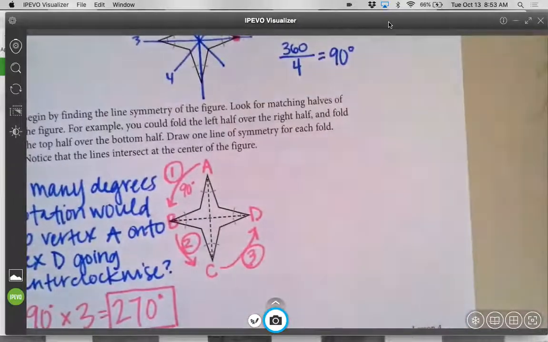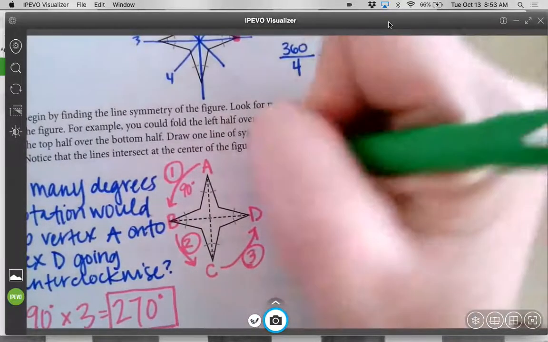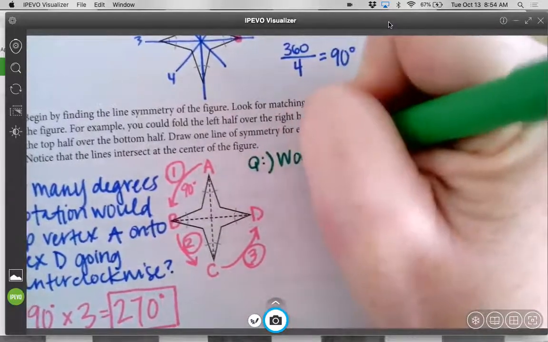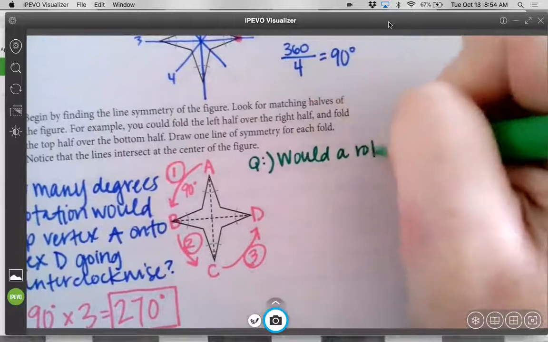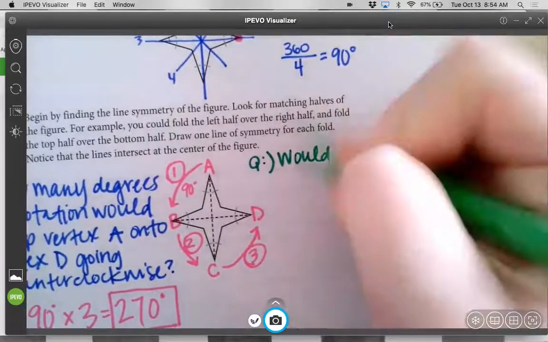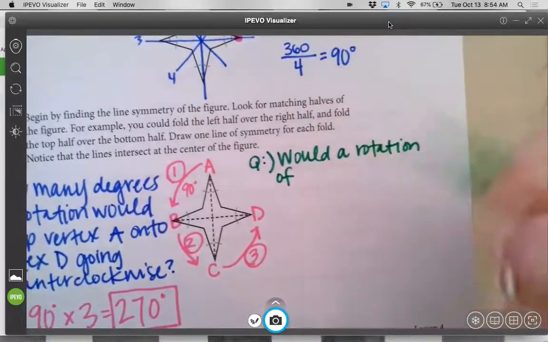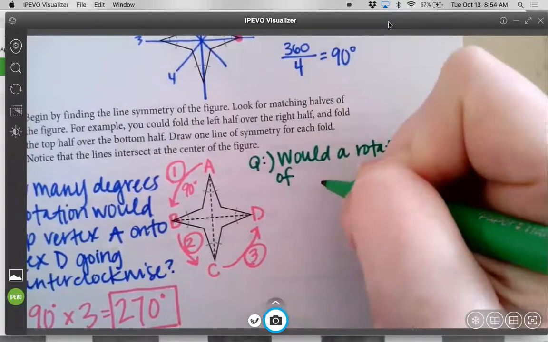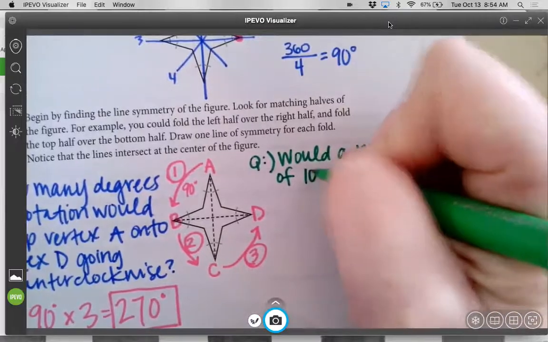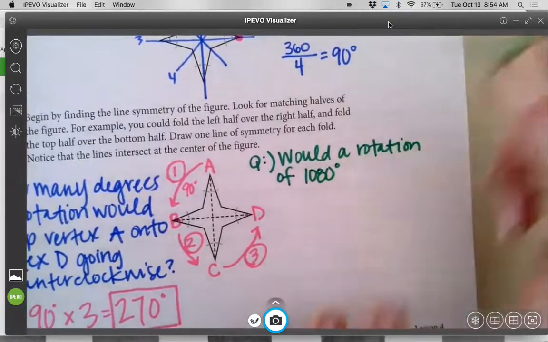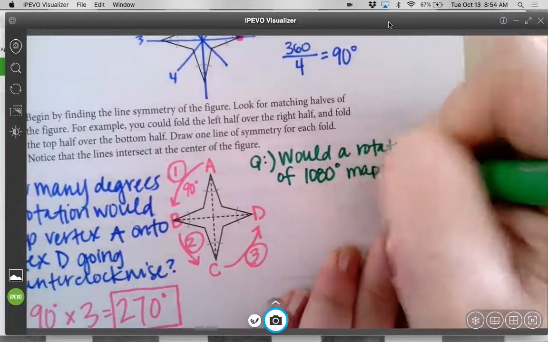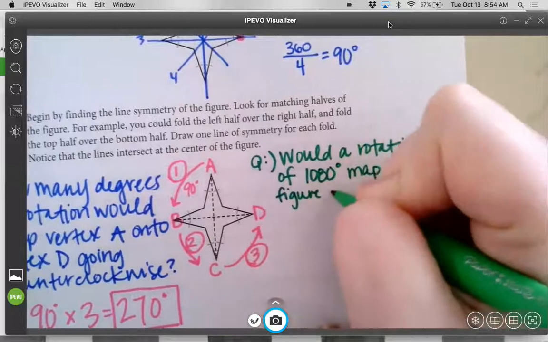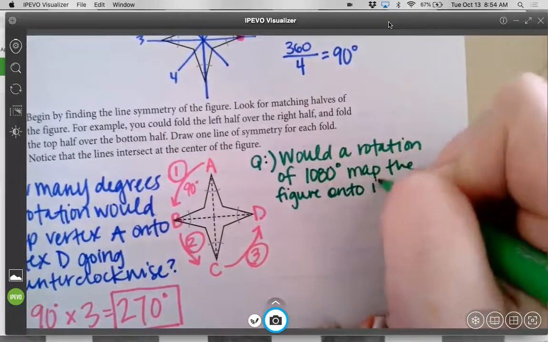I'm going to use a different color so that my work doesn't run together. This question, would a rotation of, actually no, let's not do 720. Let's do 1080 degrees map the figure onto itself.